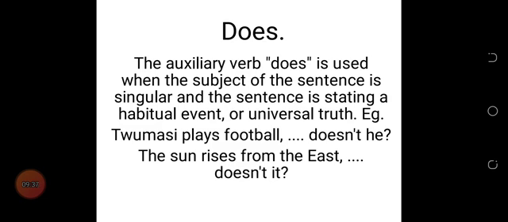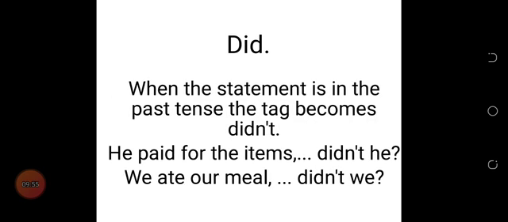Okay. Here we don't have any auxiliary verb, and so we introduce does. One, the sun here is one. It's a singular subject. Okay. Two, the sun here is a thing, and so we use it. And the sentence is stating a universal truth. Very good. Then for the last one, where we have did. Okay, when the statement is in the past tense, the tag becomes didn't. So where we have the statement in the past tense, we use did. Is that clear? All right.